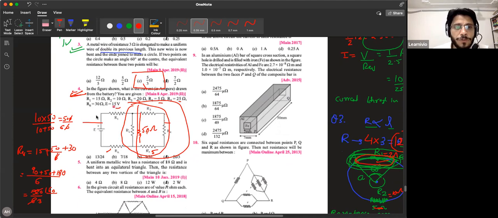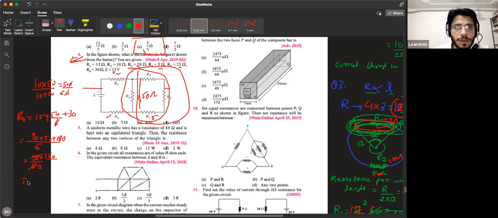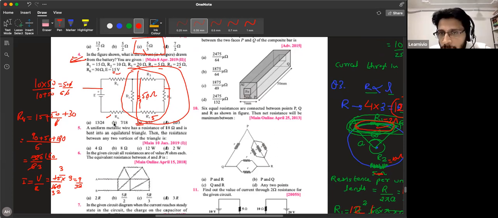You have a cell of 15 volts. You can calculate the total current through the cell. So it's V by R equivalent. So it's 15 by 160 into 3. So 53, 53, 52, it's 9 by 32. C option. Do it. Easy question. Say it's not a Wheatstone bridge. For Wheatstone bridge, your cell should be connected in these 2 points.